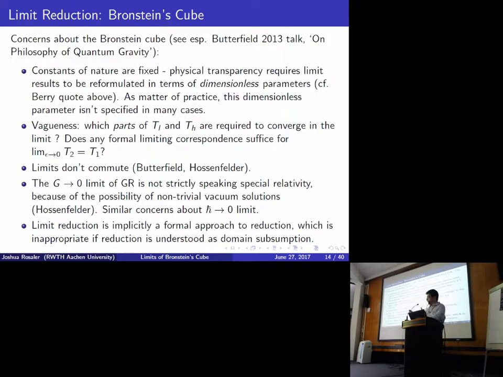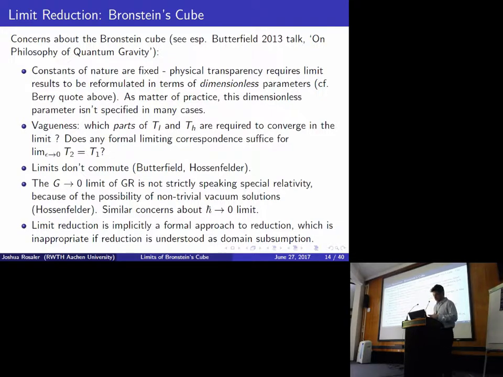Okay. But I don't want to focus on the specific reasons here, just for lack of time. But another objection is that the G goes to 0 limit of GR is not strictly speaking special relativity, as the diagram suggests, because of the possibility of non-trivial vacuum solutions. So we can take G to 0 and there still exist in Einstein's equations non-trivial vacuum solutions. And there are similar concerns about the h bar goes to 0 limit.